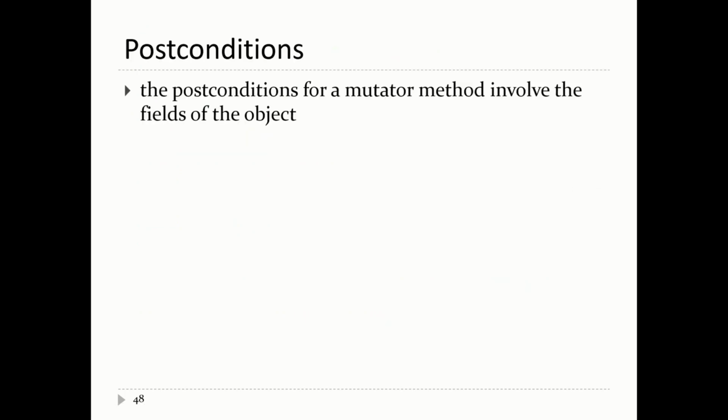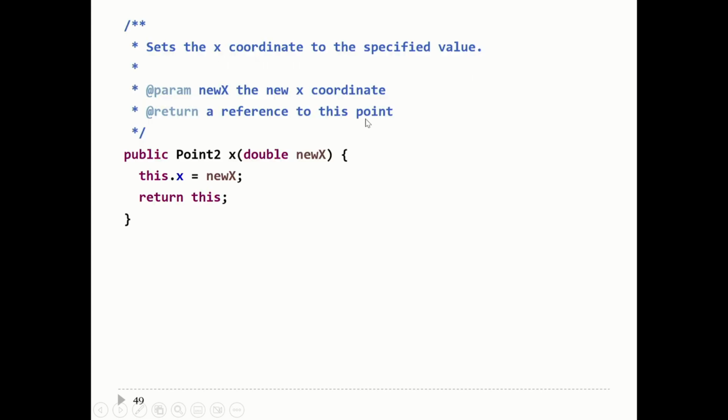Okay, let's look at one more example and then we'll end it there because I don't want to beat a dead horse. I'm never going to ask you to do this anyway. So let's look at an example of a mutator method, the method that changes the x coordinate of a point. How would I express the pre and the post condition for this method here? Well, it's pretty similar. The method x changes the x coordinate of the point.